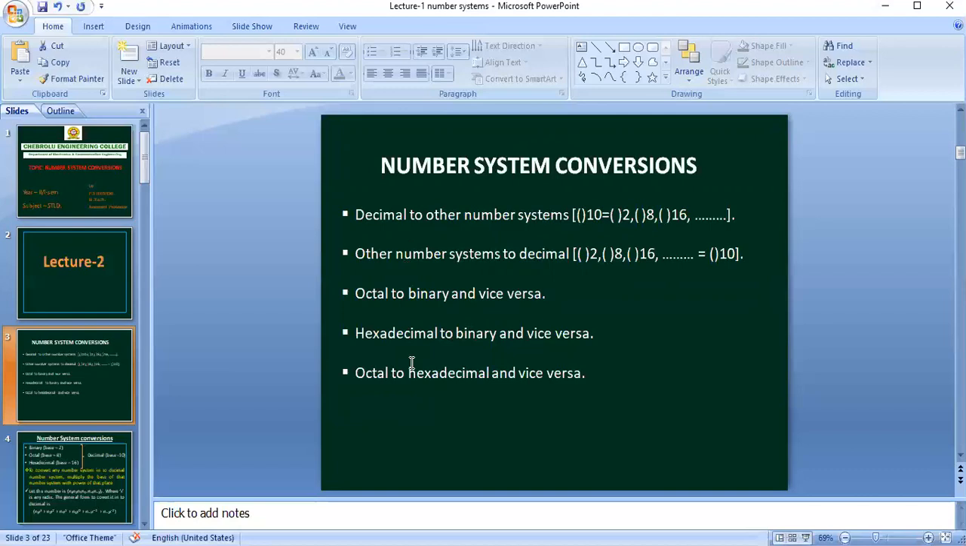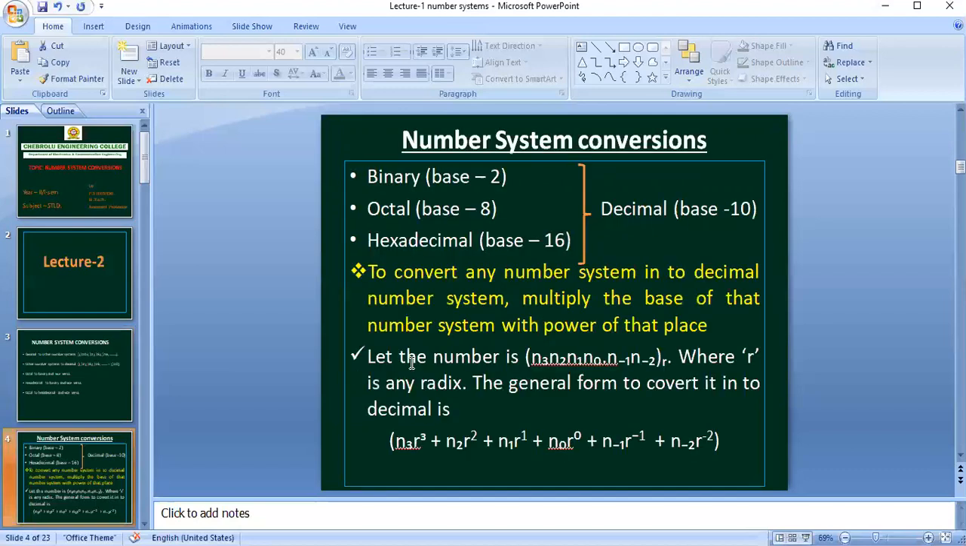So these all are the 5 groups. The first conversion I'm going to explain is other number system into decimal. How can we convert the given other number system into decimal? In the first step, as we discussed in yesterday's class, you have to multiply each digit by its positional weight and then add all the product terms.